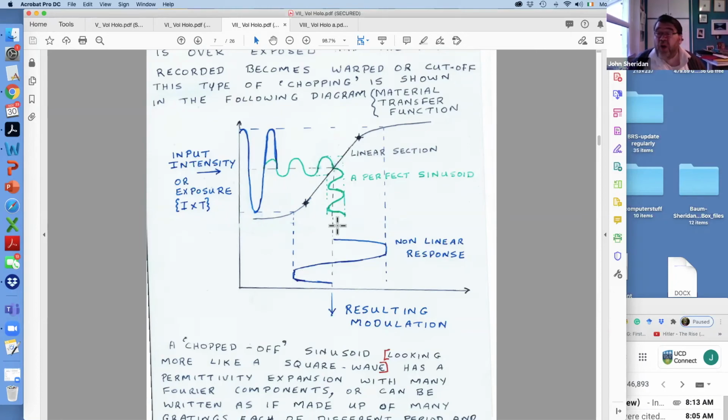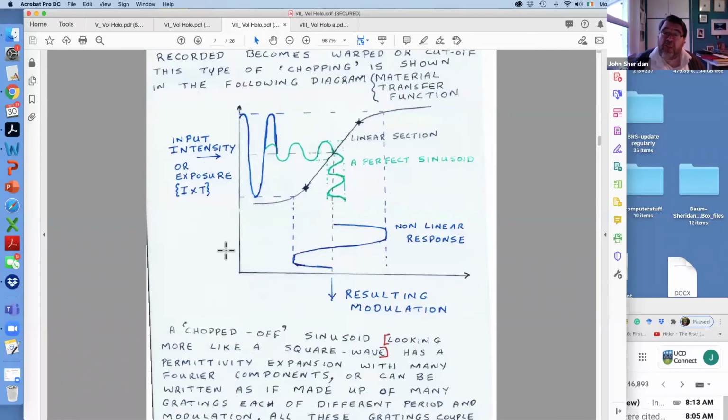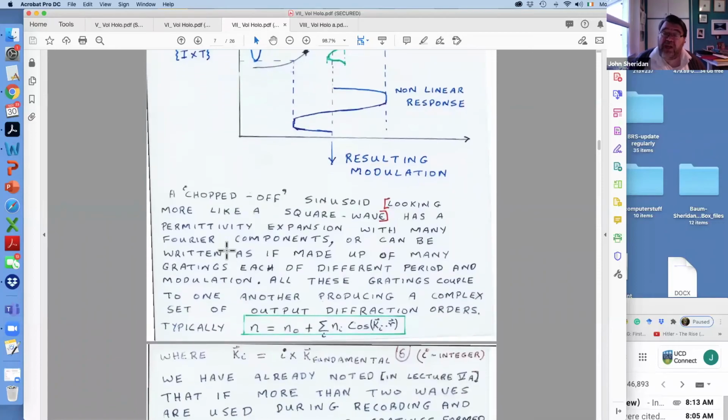If you've ever done power amplifiers, you'd have seen curves like this for power amplifiers. The main point here is we've got higher harmonics, and that means we're going to have more grating vector components. More grating vector components. And we've talked about this before. We talked about having H gratings.